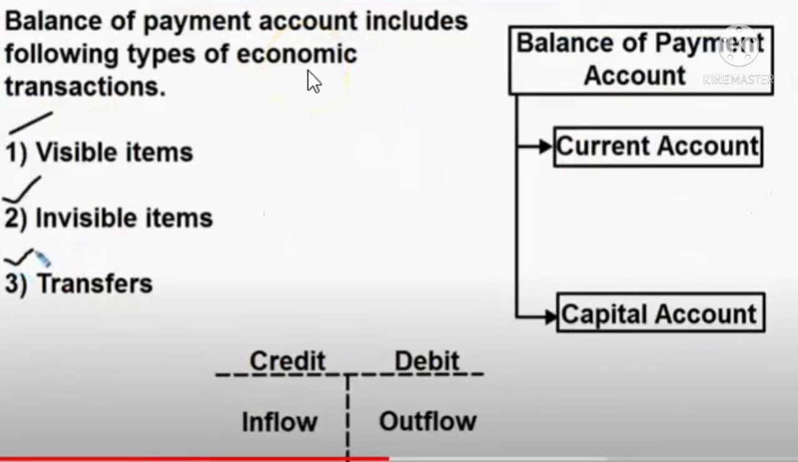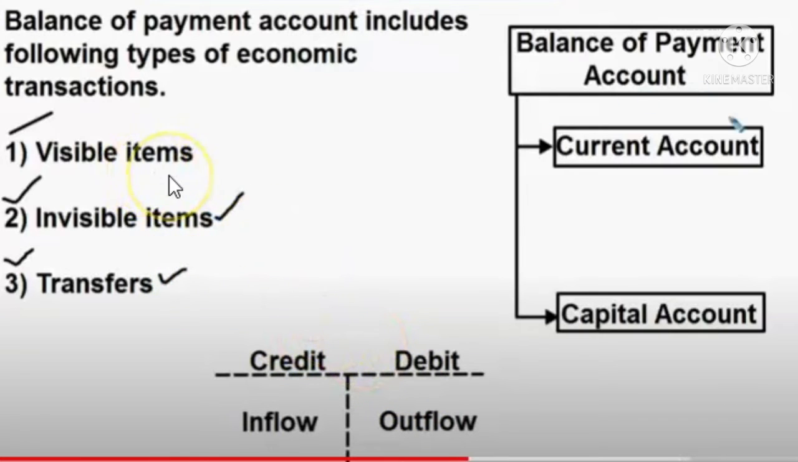So the balance of payment account is included under the following types of economic transactions: visible items, invisible items and transfers. The balance of payment account is on the basis of current account and capital account, as we had seen earlier. Under the current account there are two sides, credit and debit. Under credit we take into account the money flowing into our nation, and outflow of currency means we are giving our currency to other nations, and they are taking it in terms of their currency. So that's the inflow and outflow.